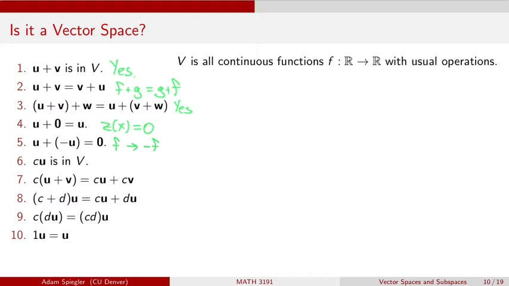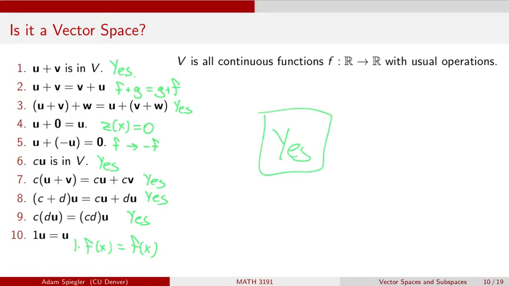Multiplying a continuous function by a scalar will result in a continuous function. So we're closed under scalar multiplication, and all of these properties, 7, 8, and 9, are just going to follow from properties of real numbers. And in property 10, if I take a function f and multiply it by the scalar 1, yes, we get back the original function that we start with. So this is a vector space. We have a vector space of continuous functions.